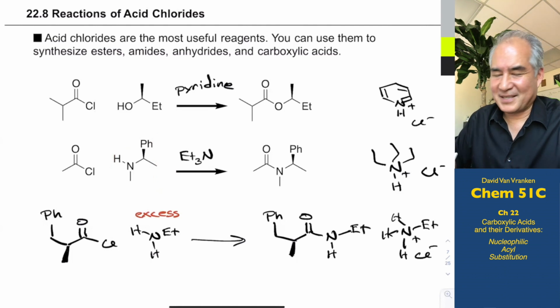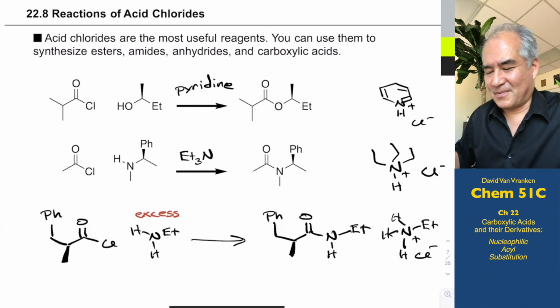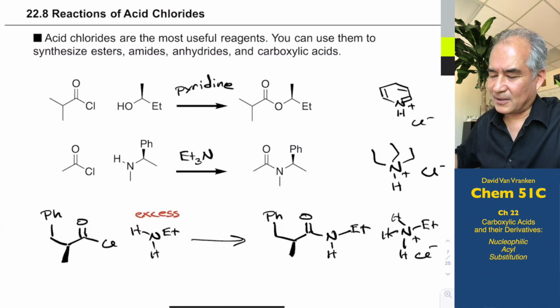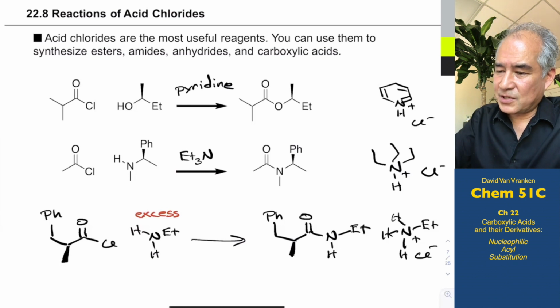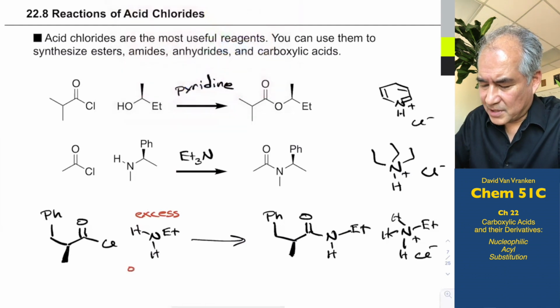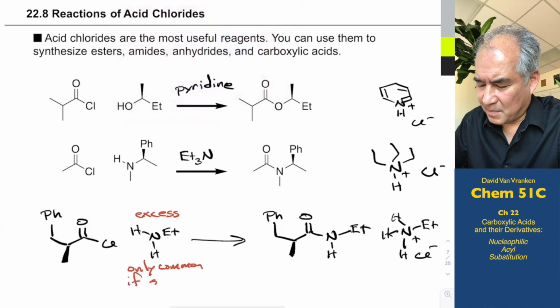You wouldn't want to use that as your base for the reaction, because that means only 50% of it is reacting to form a nitrogen carbon bond. So these conditions of using excess amine really are only common if the amine is simple and cheap.